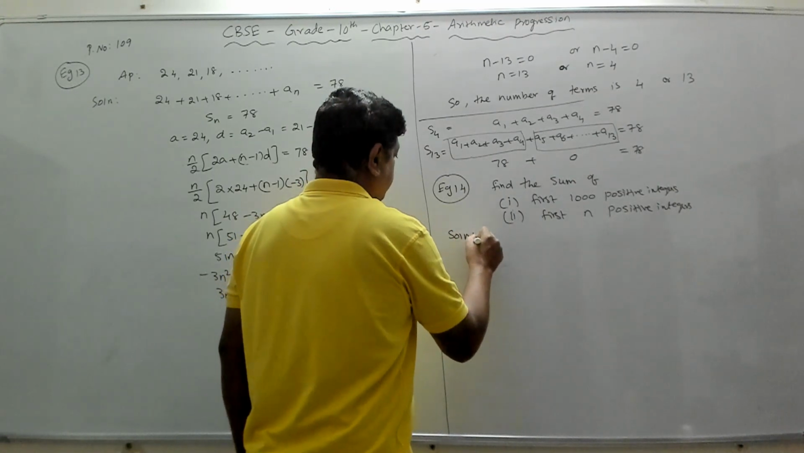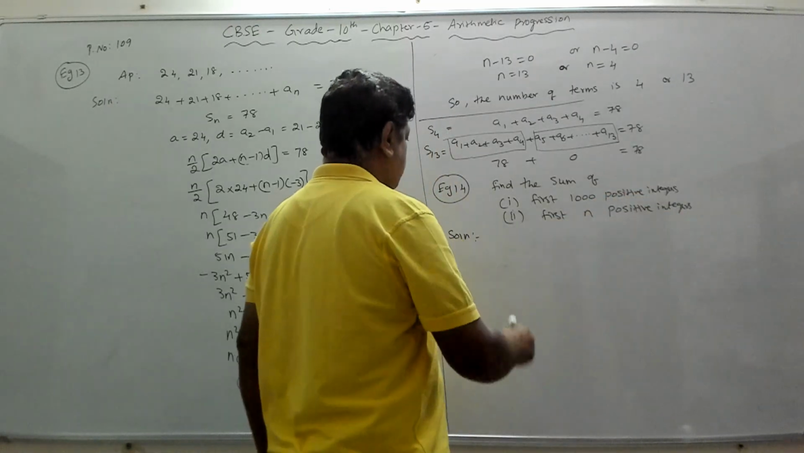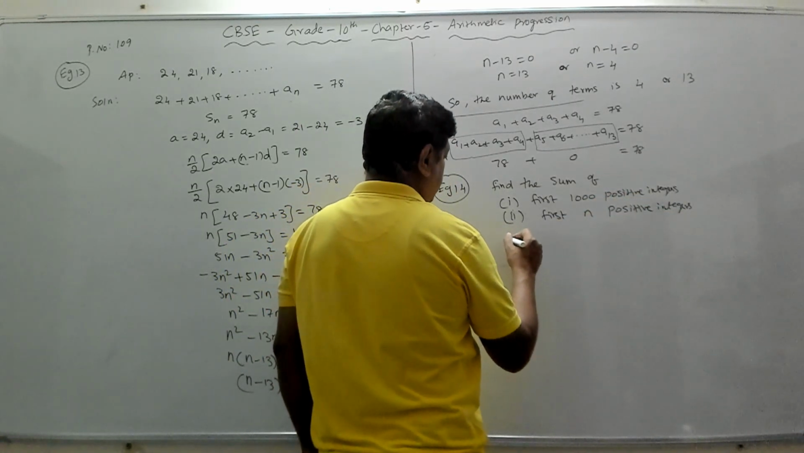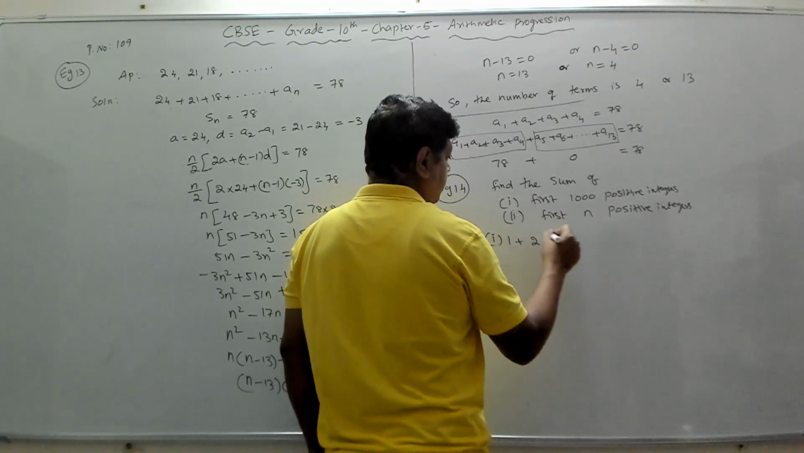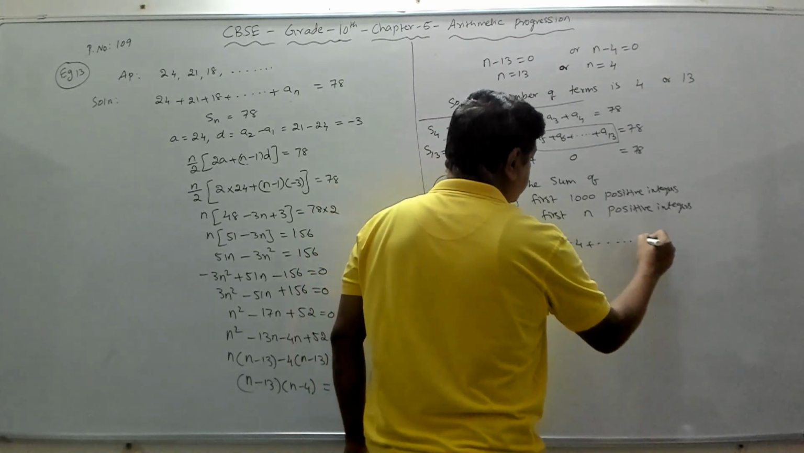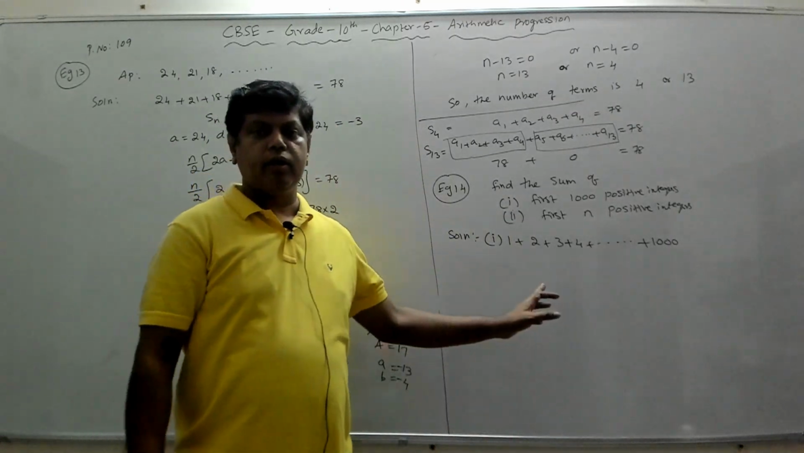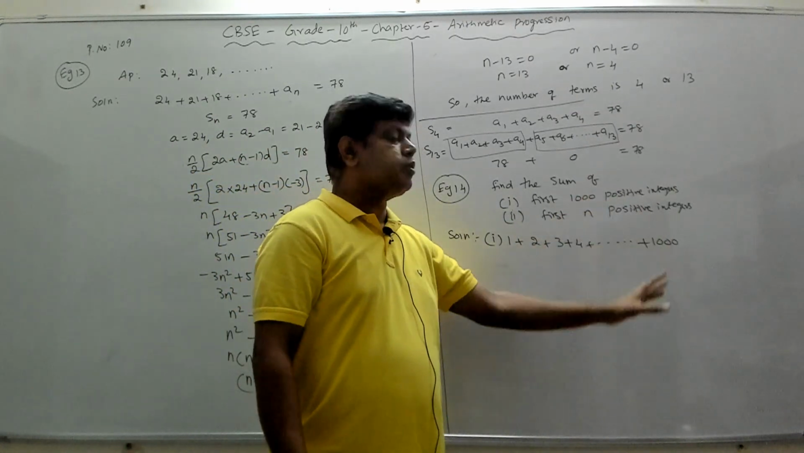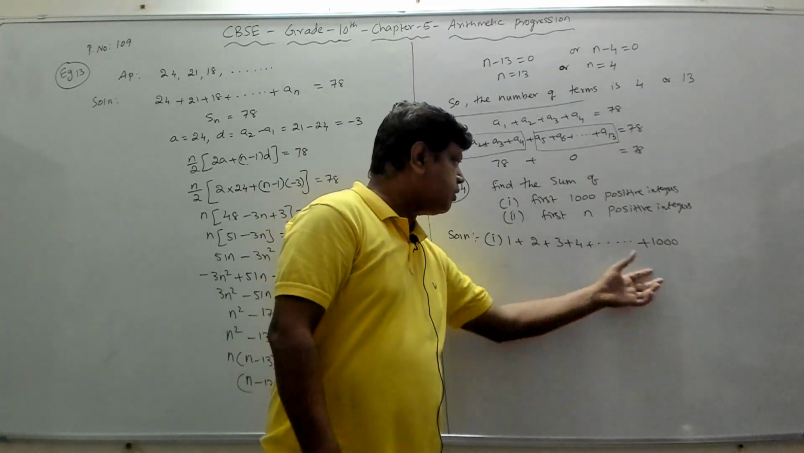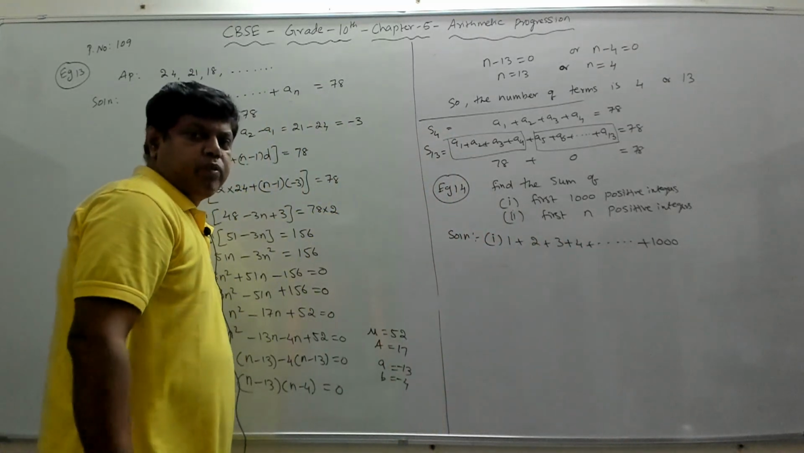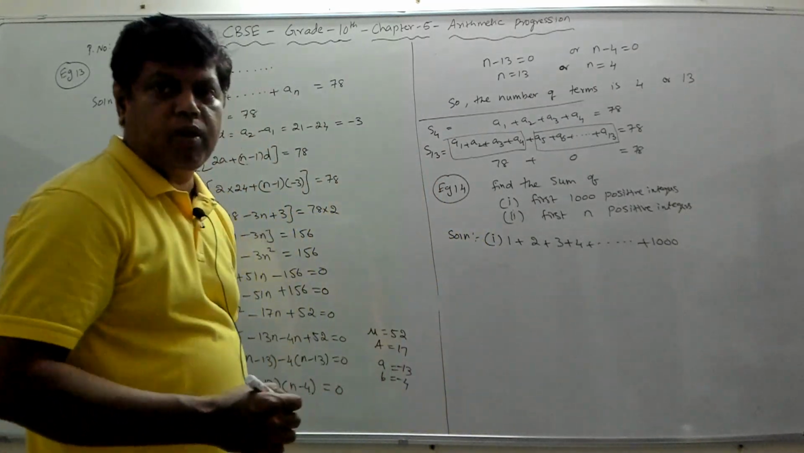Solution. We have to find the sum of first 1000 positive integers, which means what we should find? We should find 1 plus 2 plus 3 plus 4 plus dot dot dot plus 1000. This is the sum of first 1000 positive integers, right? If I add the first 1000 positive integers, so positive integer starts from 1, then 2, 3 like that till 1000. If you add all of this, what is the sum of all this? We have to find the sum of all this.